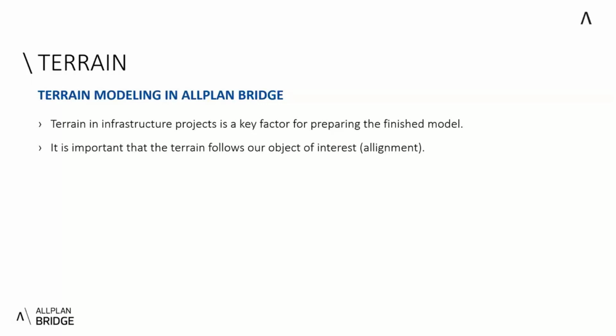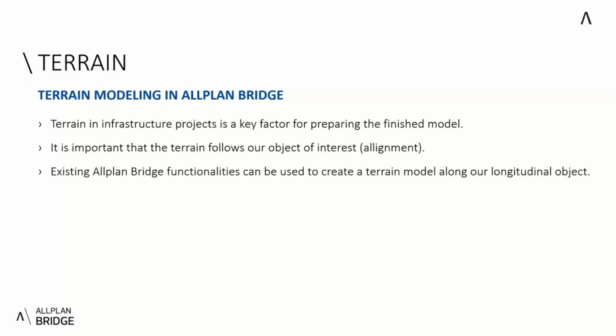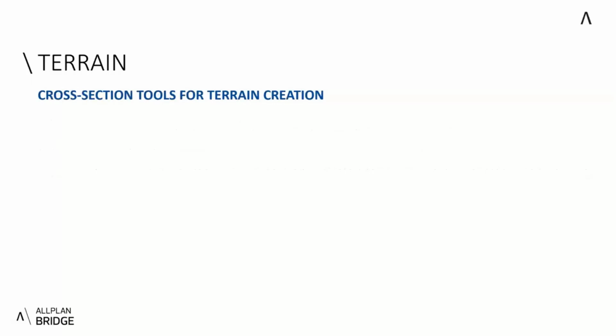And it's important that the terrain follows our object of interest, or as we like to call it, the alignment. And it's also very important that this also changes with the alignment. So that also, for example, this terrain, let's say, in a certain boundary around our object will apply changes. And we know that at this point, existing Allplan Bridge functionalities can be used to create a terrain model along our longitudinal object.